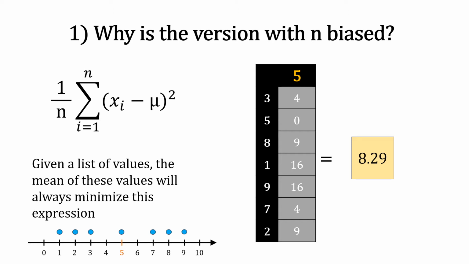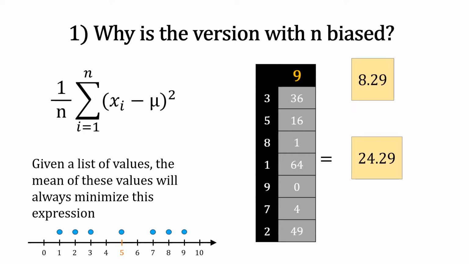Using the mean will give you the smallest result possible. This means that when I plug in any other value where currently the population mean of 5 sits, the result will be bigger than 8.29. Another way of saying that is that the points from your sample will tend to be closer to the sample mean than to the population mean. Let's try a few different values.